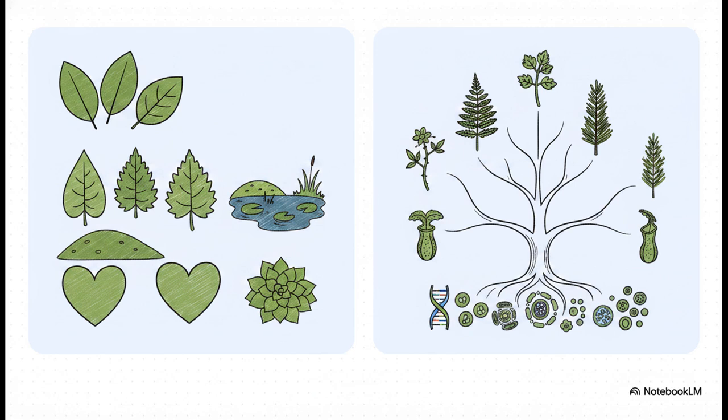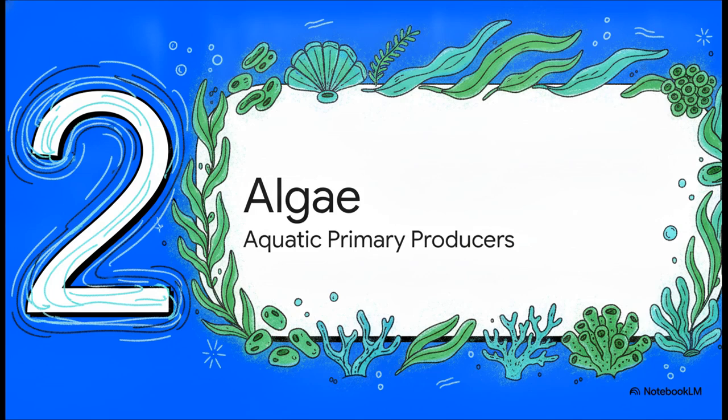So today, we've shifted to phylogenetic classification. This means we're looking at true evolutionary relationships and common ancestors using deep anatomical, embryological, and even chemical data to reveal the actual, authentic family tree of the plant kingdom. Moving right along to part 2, algae, the aquatic primary producers and the absolute foundation of aquatic life.